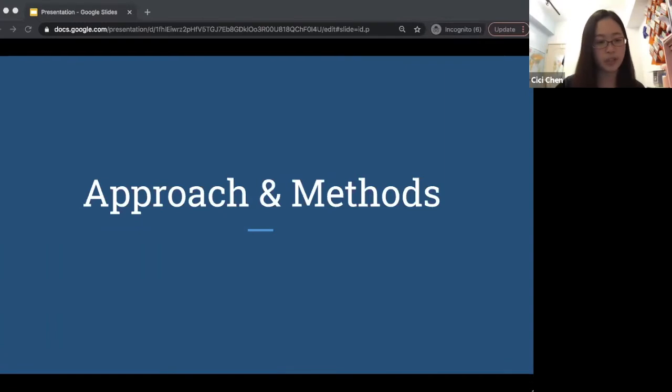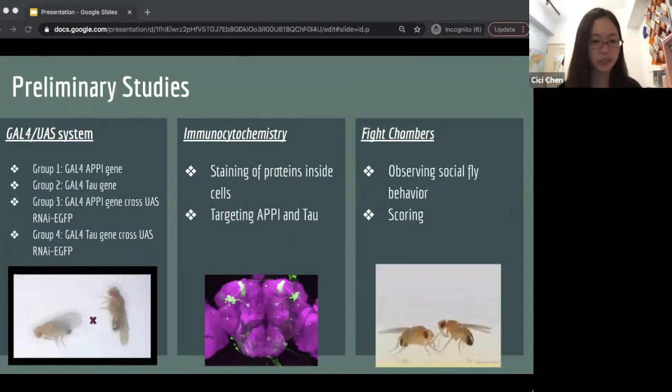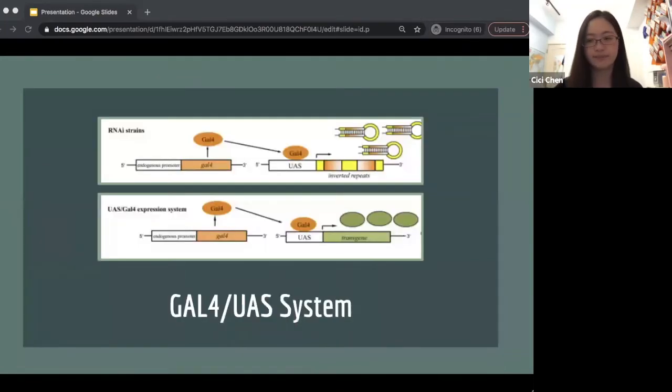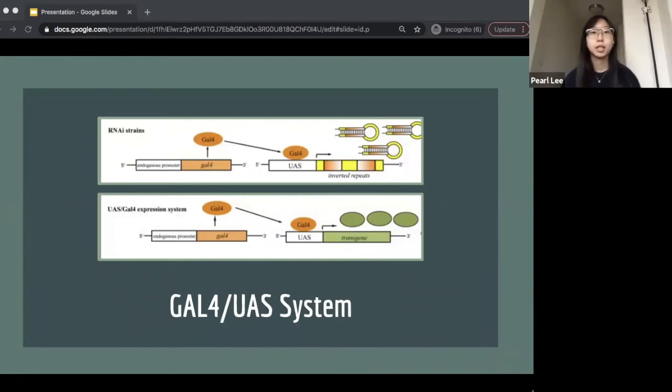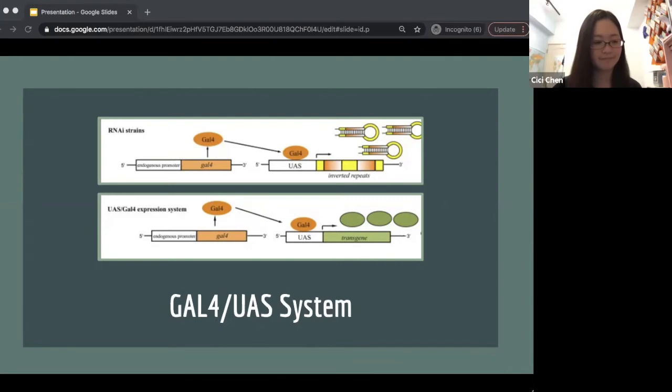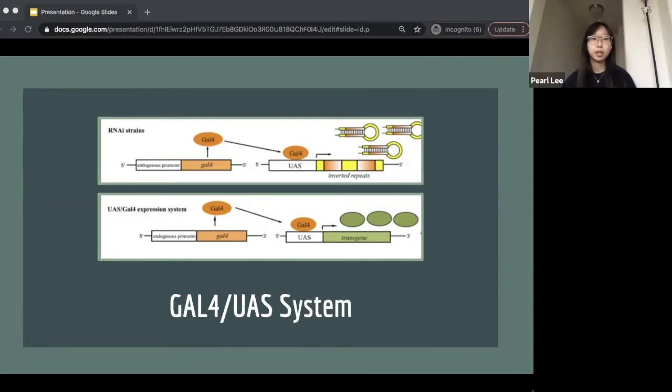For our approach and methods, we would be using 3 preliminary studies: the GAL4 and UAS system, immunocytochemistry, and flight chambers. The UAS GAL4 expression system is largely used to express endogenous and exogenous sequences in the tissue of interest. In this method, the driver line carries a GAL4 coding sequence, which is inserted downstream to an endogenous Drosophila gene. The main effect of GAL4 is to bind to an upstream activating sequence, or UAS region, that activates gene transcription to express the desired protein.